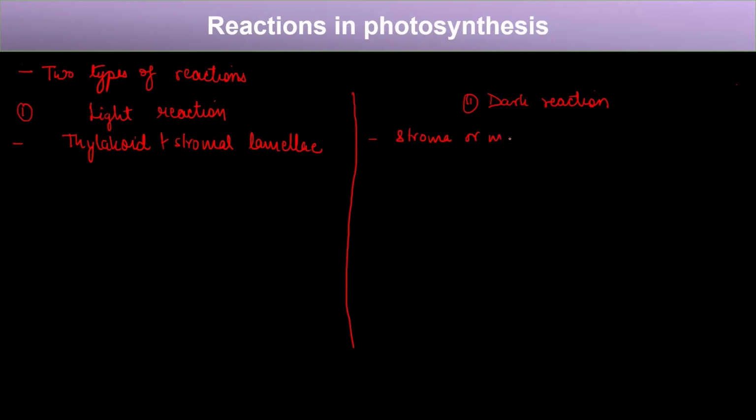Stroma or matrix. So this is the location of the light and dark reaction. Now, why is the light reaction named so? Meaning, why is it called the light reaction? Because it is directly dependent on the light. So the light reaction is directly dependent on light. Okay, so it directly depends on the sunlight.